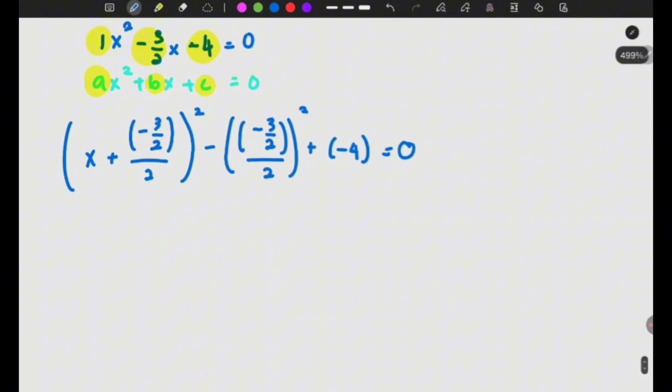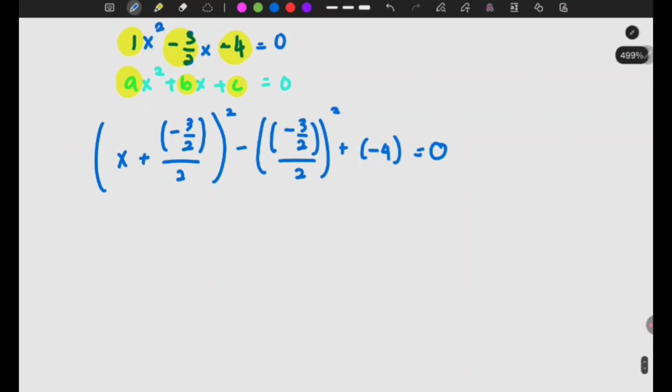So just key in negative 3/2 divided by 2, and then don't forget to square it. If you didn't square, then there's a problem. So you get negative 73/16 equals to 0. This entire thing, you press the calculator, you get negative 73/16, right?